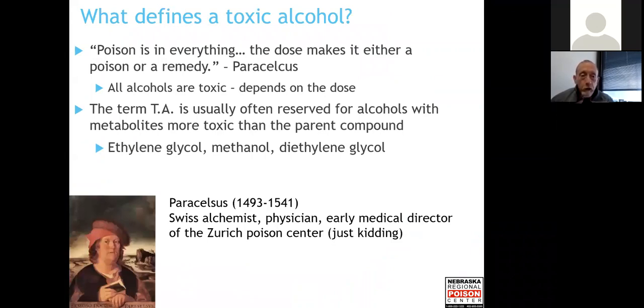So what defines a toxic alcohol? About 500 years ago, this guy, one of the forefathers of modern toxicology, said poison is in everything. The dose makes it either a poison or a remedy. And really, all alcohols are toxic. People die of acute ethanol poisoning. But when we say toxic alcohol, we're really talking about the substances where the metabolite is more toxic than the parent compound. Things like ethylene glycol, methanol, diethylene glycol.